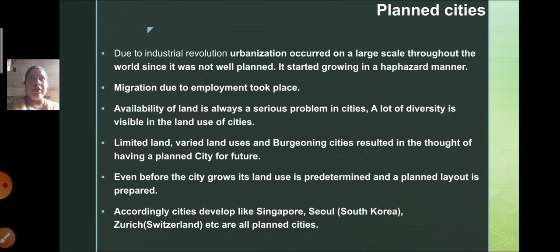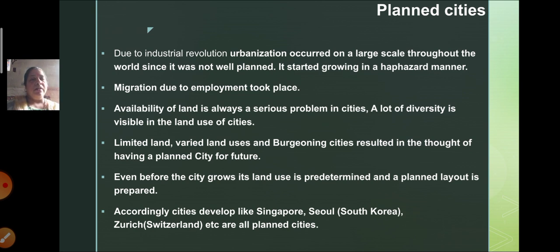Even before the city grows, its land use is predetermined. In a planned city, even before the city is growing, its land use is predetermined and a planned layout is prepared. Okay, so what is a planned city?